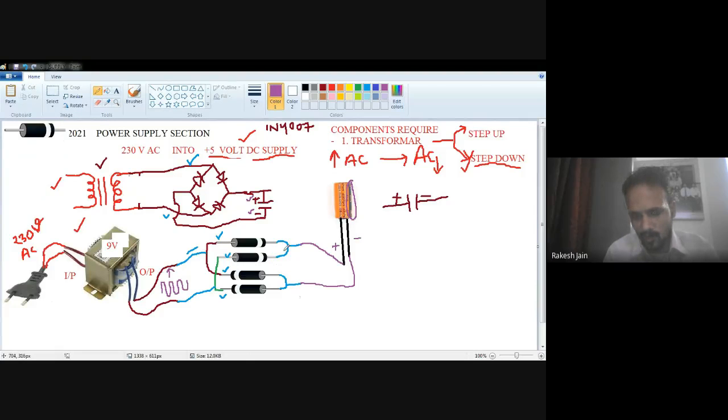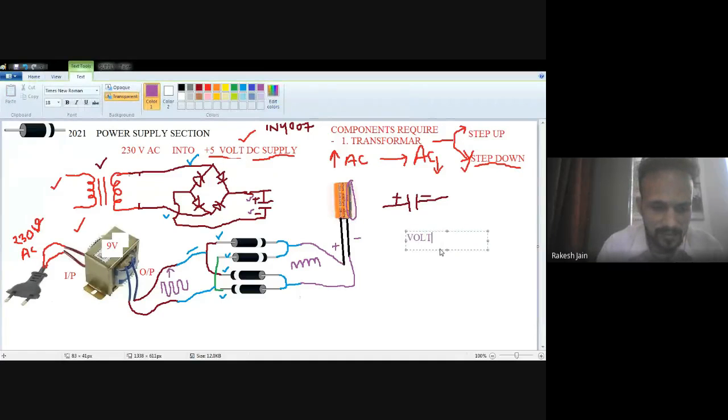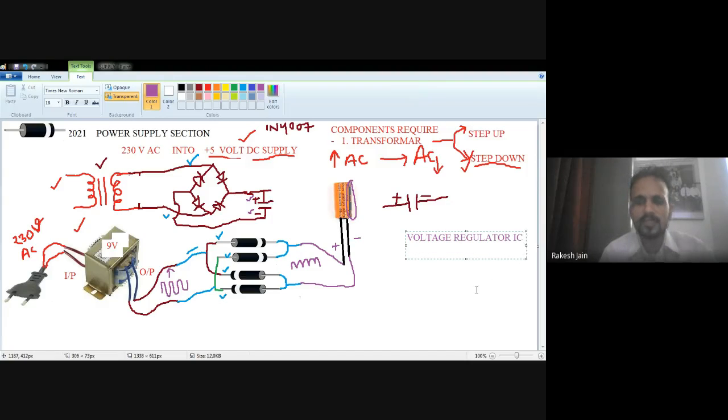Now at the output of the bridge rectifier, we know there is no negative pulse, but pulsating AC is there. We require a fixed DC, so we have to connect a voltage regulator IC. So what is a voltage regulator IC? It is an IC whose input is unregulated DC and output is regulated DC.